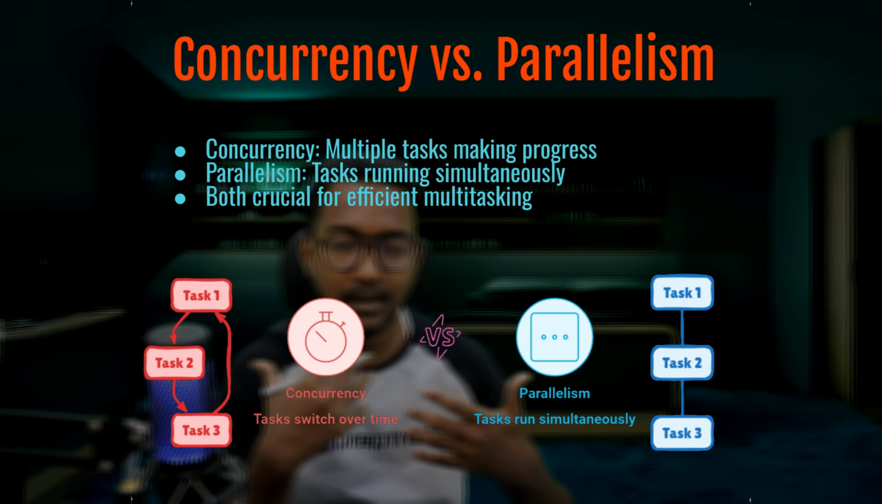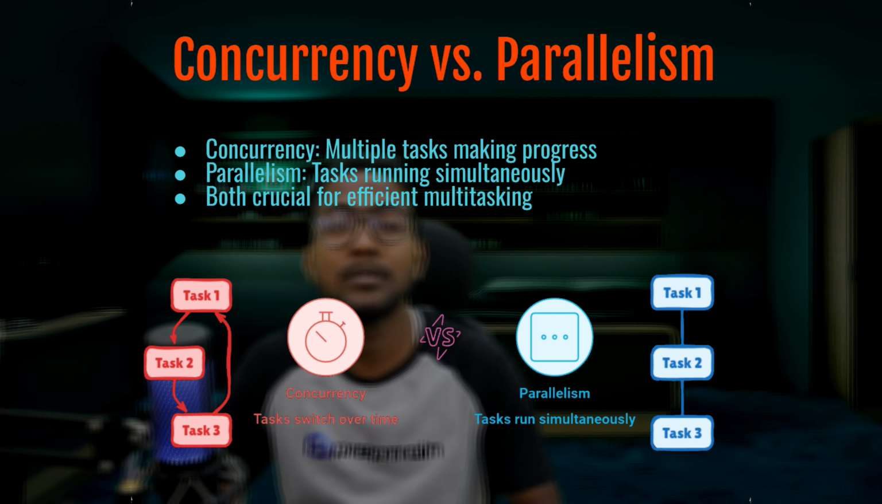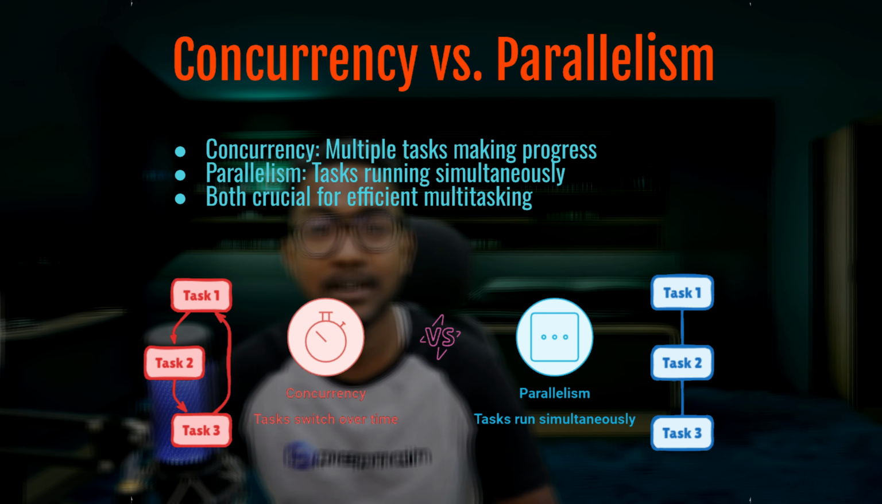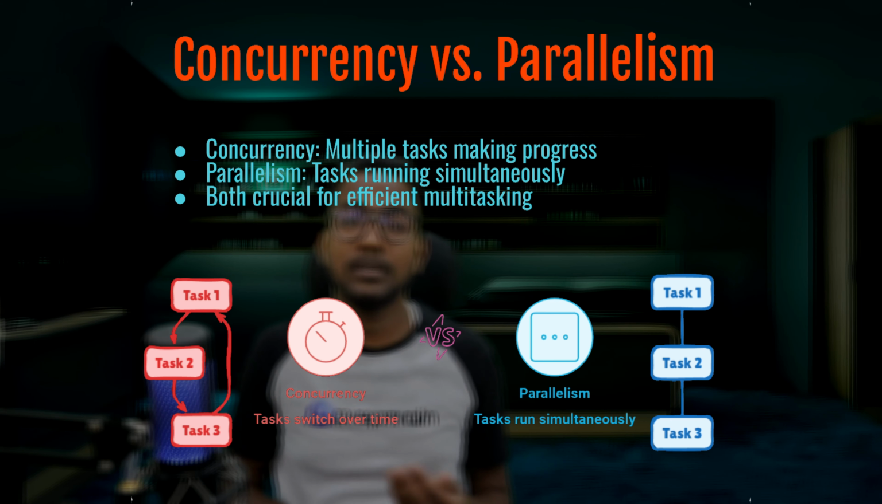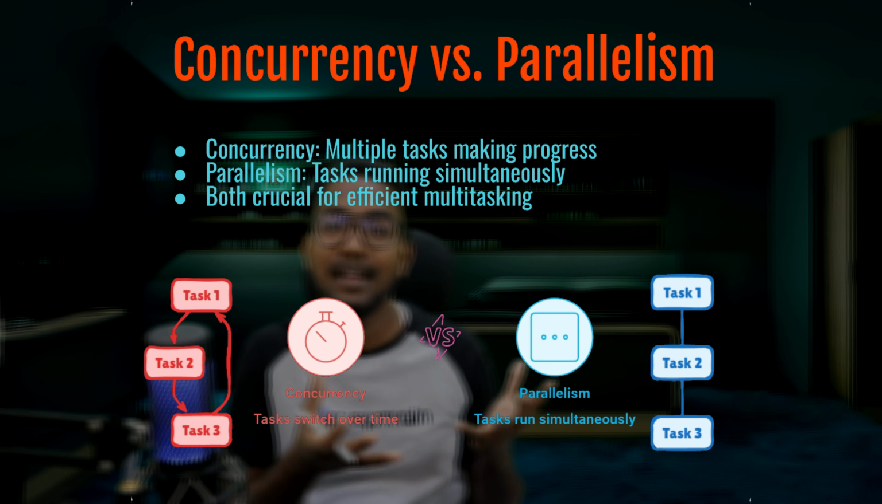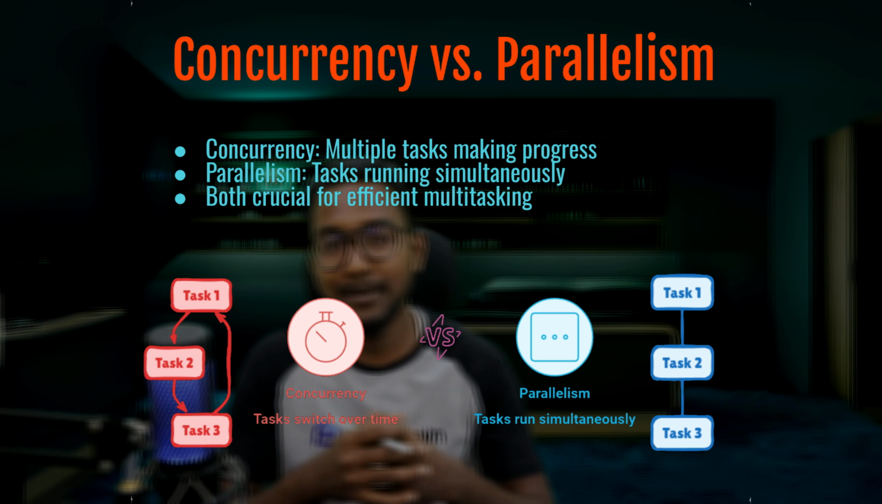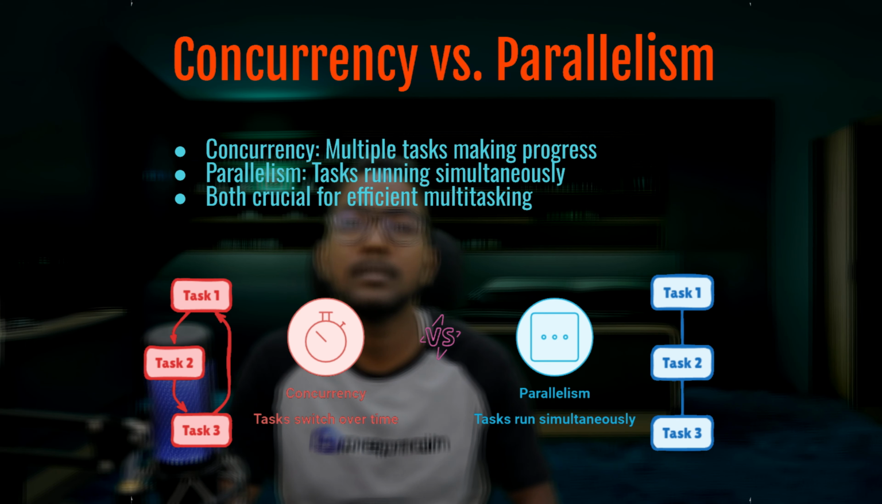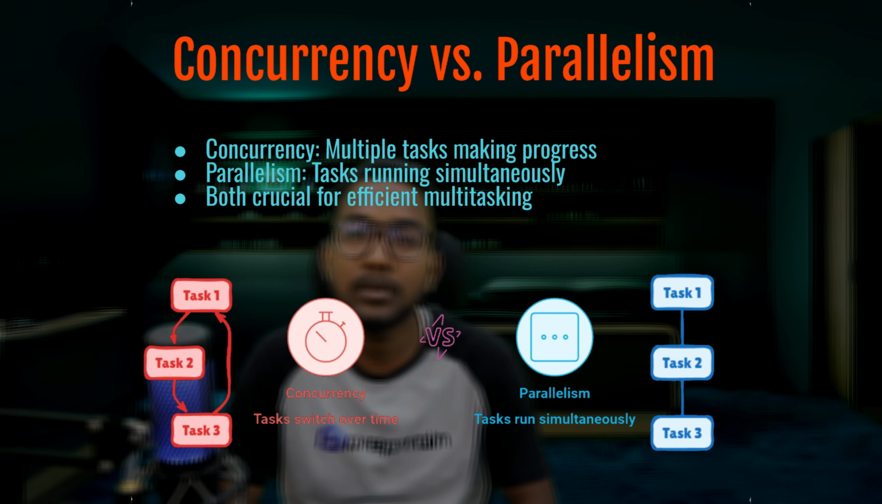Now that we have covered processes and threads, let's talk about these two concepts that are often confused with each other but are essential for understanding how multitasking works. In backend systems, concurrency and parallelism are very important topics. First, let's define concurrency. Concurrency involves multiple tasks making progress at the same time but not necessarily running simultaneously.